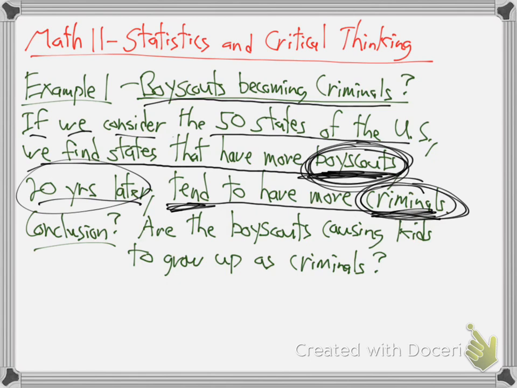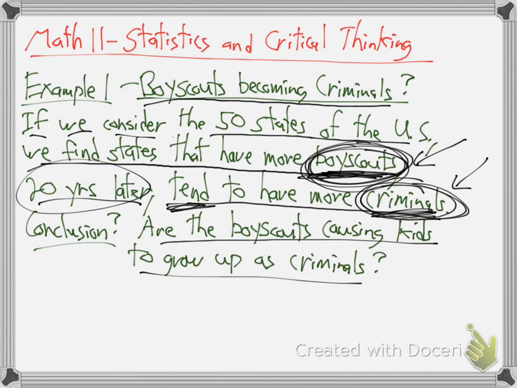Well, that's kind of true. Numbers themselves don't lie, but people can use numbers to get you to believe a lie. And that's what we're seeing here. These are real numbers, and those numbers aren't false, but they are perhaps fooling us in what they mean. The question, of course, is, are the Boy Scouts cranking out criminals? Are they causing kids to grow up as criminals? Is that what we should conclude? Because it is true that states that have more Boy Scouts 20 years later have more criminals.